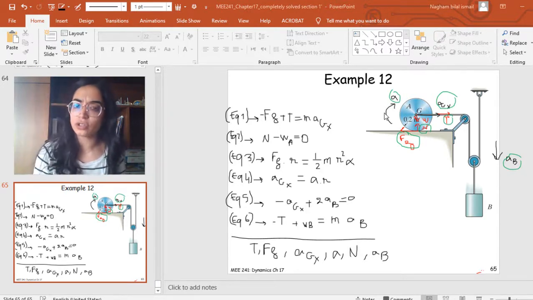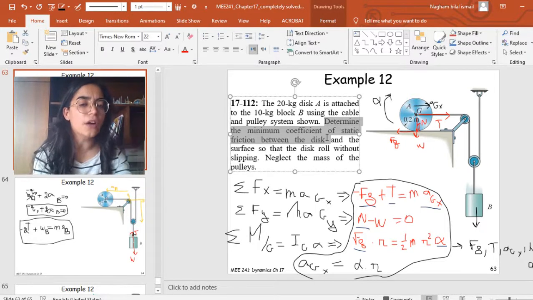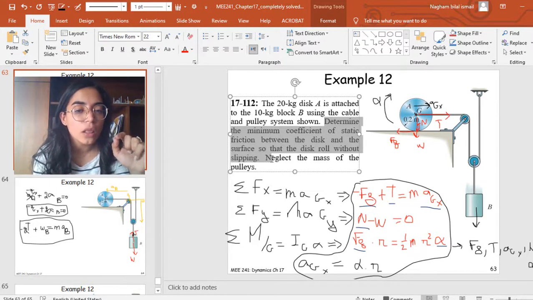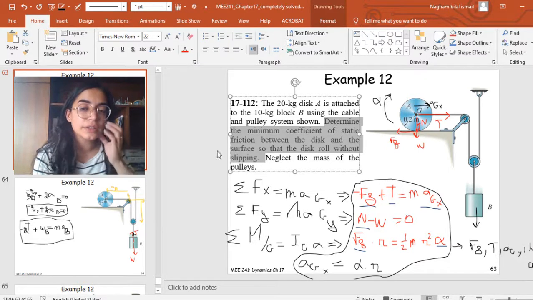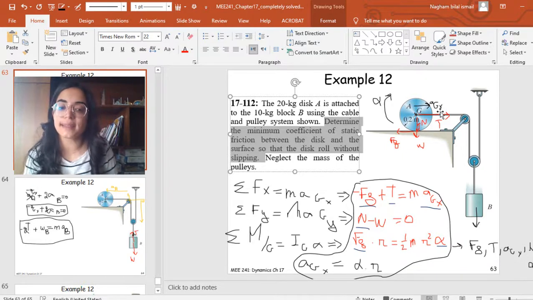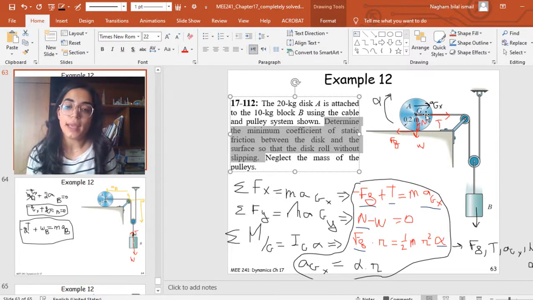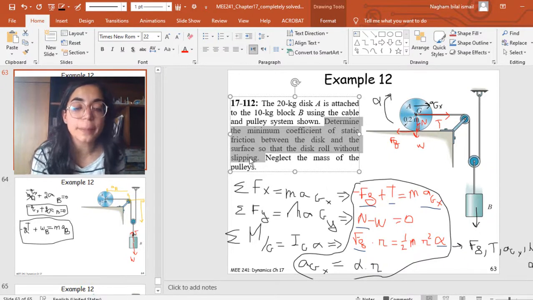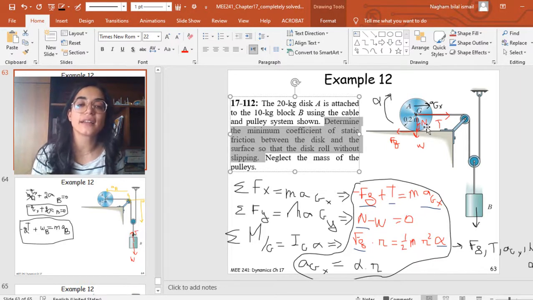Now, am I done? Is this the question? Let's go back to the question, guys. The question is to determine the minimum coefficient of static friction between the disk and the surface so that the disk rolls without slipping. And I have used this without slipping condition in order to find AGX, because I know, guys, if there is slipping, I cannot use AGY is equal to 0. AGY will be the minus A normal, and A normal will not be equal to 0 if there is a slipping condition. This means, guys, that I have used the without slipping condition to indicate the acceleration of the center of mass, and I have indicated this acceleration as alpha times r.